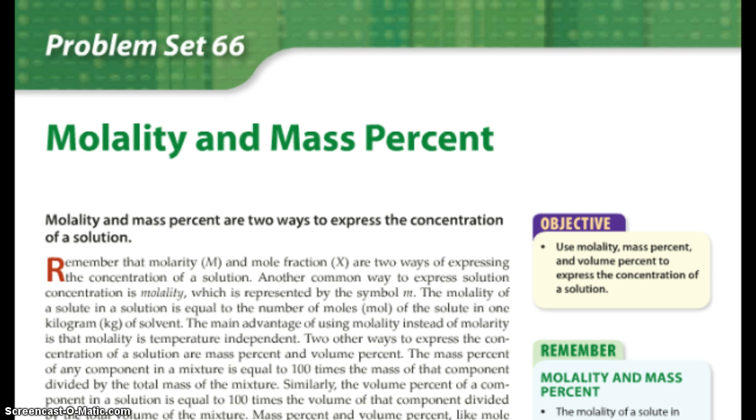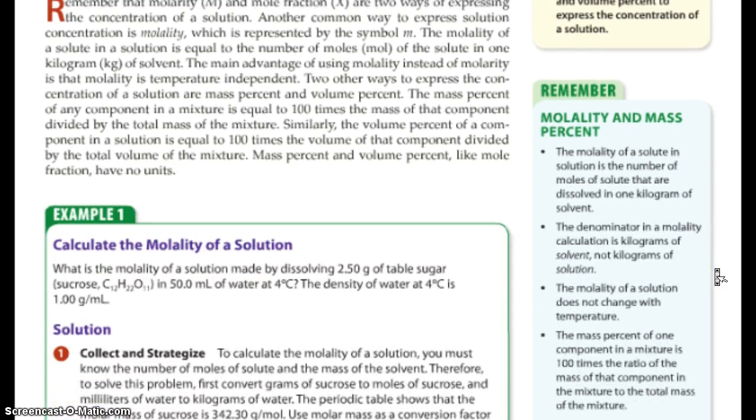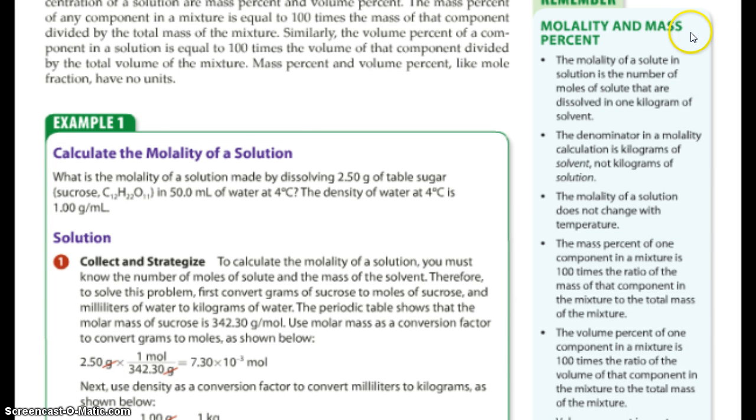So I'm on page 146 of the problem set book, molality and mass percent. Molality and mass percent are two ways to express concentration of solution. Our objective is to use molality, mass percent, and volume percent to express the concentration of solution. Points to remember in the green column, molality and mass percent. The molality of a solute in solution is the number of moles of solute that are dissolved in 1 kilogram of the solvent. The denominator in a molality calculation is kilograms of solvent, not kilograms of solution. It's kilograms of solvent. The molality of a solution does not change with temperature.